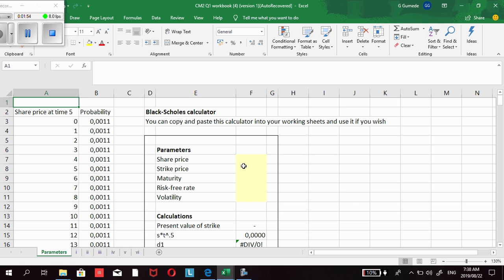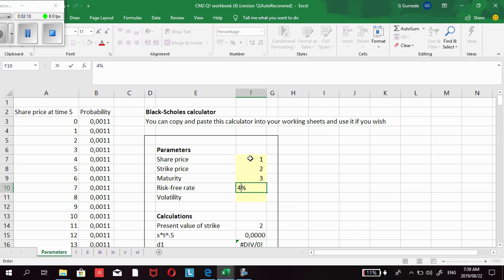So when this calculator is given, the first thing I want you to do is to check what it is calculating, what it is doing. So just to substitute random numbers, I'm going to put 1, and I'm going to put 3, I'm going to put 4, I'm going to put 5, then I'm going to put 6. These here are my inputs. The share price, the strike price, maturity, risk-free rate, and volatility are my input.